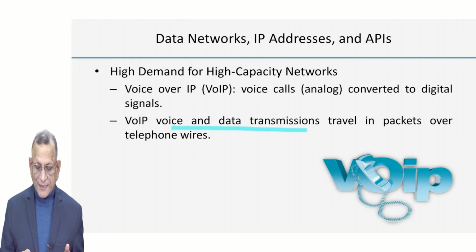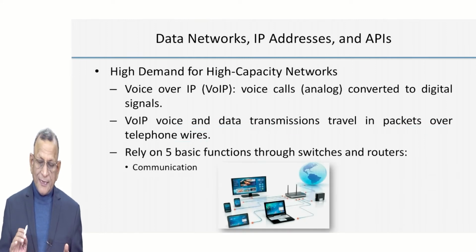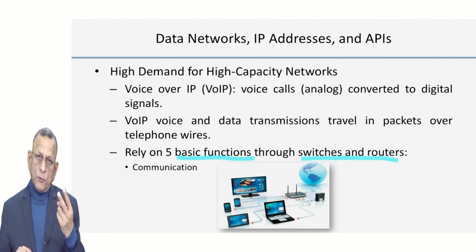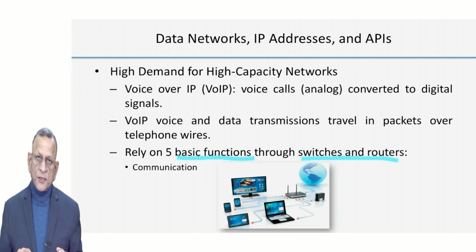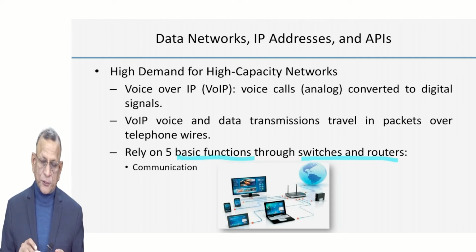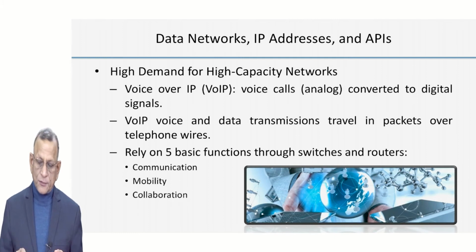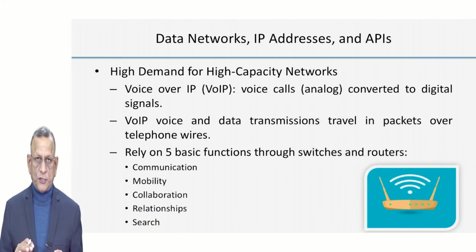VoIP, voice and data transmission, travels in packets over telephone wires. It relies on 5 basic functions through switches and routers. So, now we have 2 more terms with us, switches and routers. Switches and routers are in a position to help us in 5 basic functions. 1 is communication, 2 is mobility, 3 is collaboration, 4 is relationship and 5 is search.